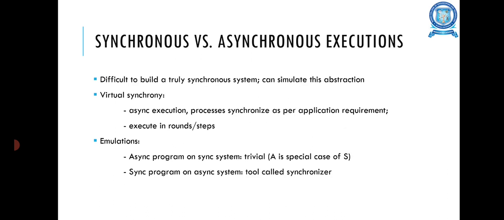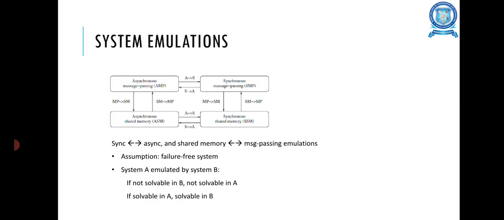Then virtual synchrony. Based on virtual synchrony, the asynchronous execution processes synchronize as per application requirement. Then it will execute in rounds or steps. Emulation means an asynchronous program on a synchronous system is trivial. That means A is a special case of S. Then a synchronous program on an asynchronous system needs a tool called a synchronizer.